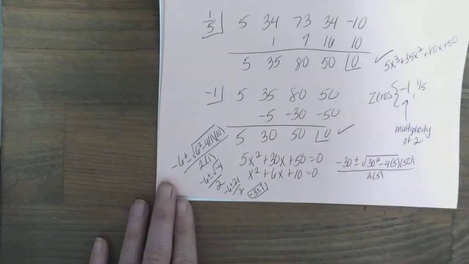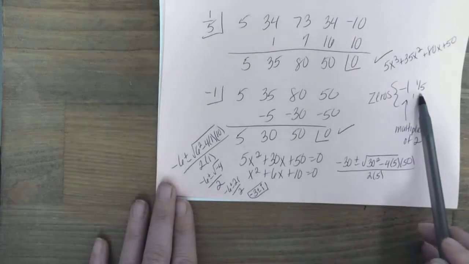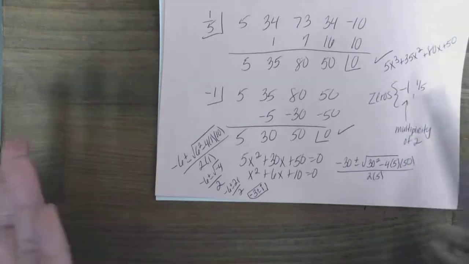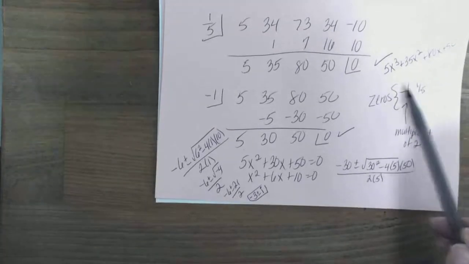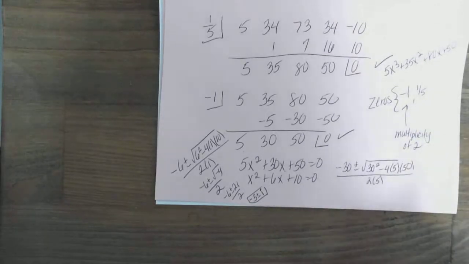So there are, I guess you could say, 5 roots. You have -3 plus i, -3 minus i, you have the 1/5, and you have -1, which would have been twice. These are your only real roots.